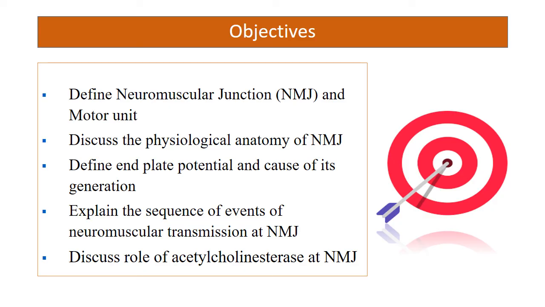These are the lecture objectives. At the end of the lecture, you would be able to define neuromuscular junction and motor unit, discuss the physiological anatomy of neuromuscular junction, define end plate potential and how it is developed, explain the sequence of events at NMJ or neuromuscular junction that causes the transmission of impulse from nerve to the muscle, and discuss the role of acetylcholinesterase at neuromuscular junction in removing acetylcholine.